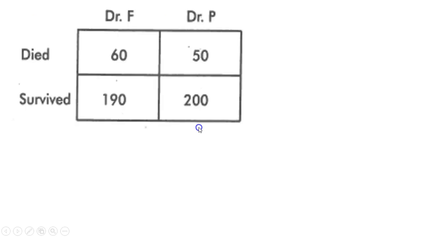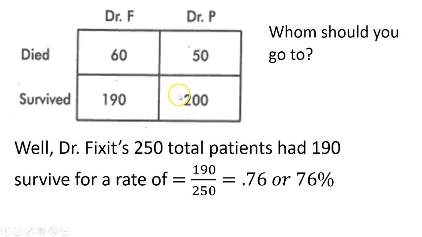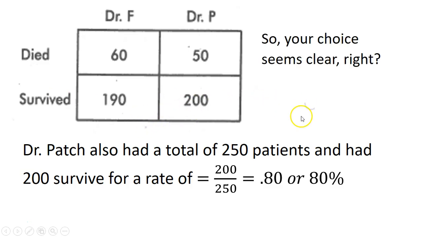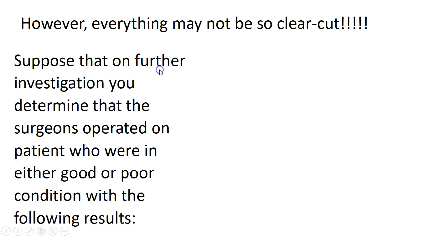Well, what I'm going to explain here is, whom should we go to? Well, Dr. Fixit, 250 patients, had 190 survive. So 76%. Whereas Dr. Patch had a survival rate of 200 out of 250, or 80%. We're probably going to want to go with Dr. Patch from the looks of this data. So, you would think your choice seems very clear. However, everything may not be as clear-cut as you think.